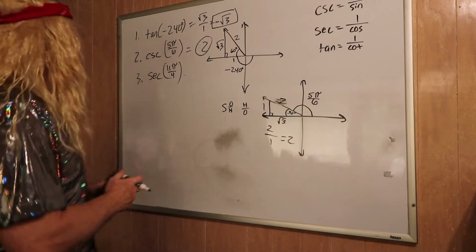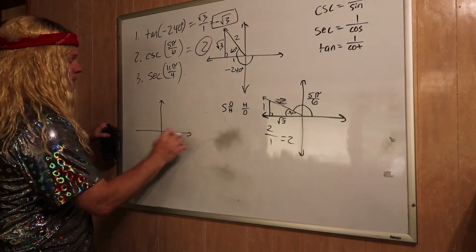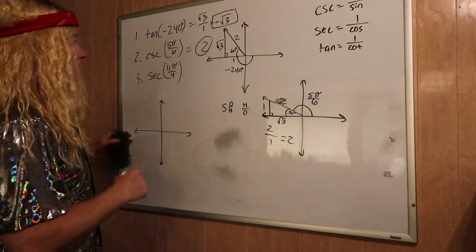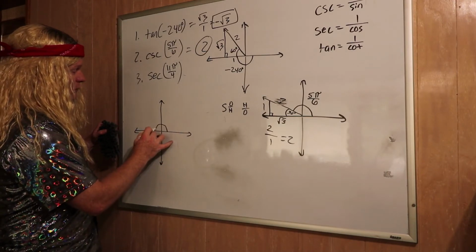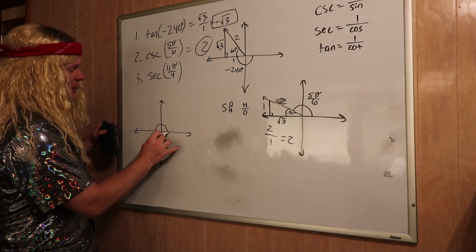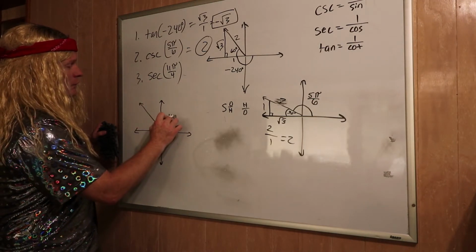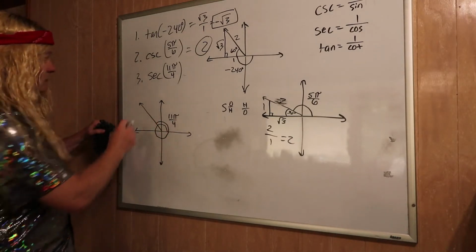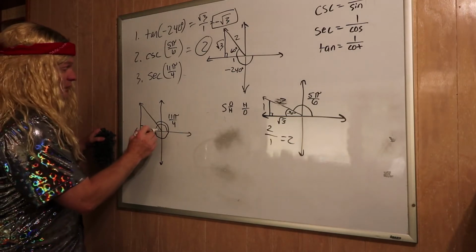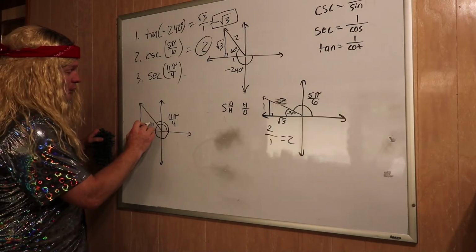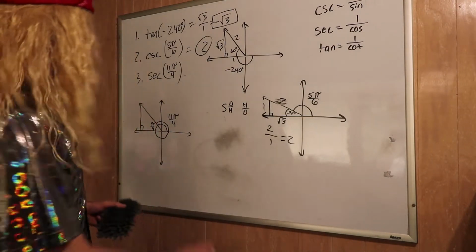Okay, last one. Secant of 11 pi over 4. So I know pi over 4 is 45 degrees. So 1, 2, 3, 4, 5, 6, 7, 8, 9, 10, 11 pi over 4 radians is right there. Find my reference angle, I go straight down to the x-axis, and since this is pi over 4, that means my reference angle is pi over 4, which is 45 degrees.